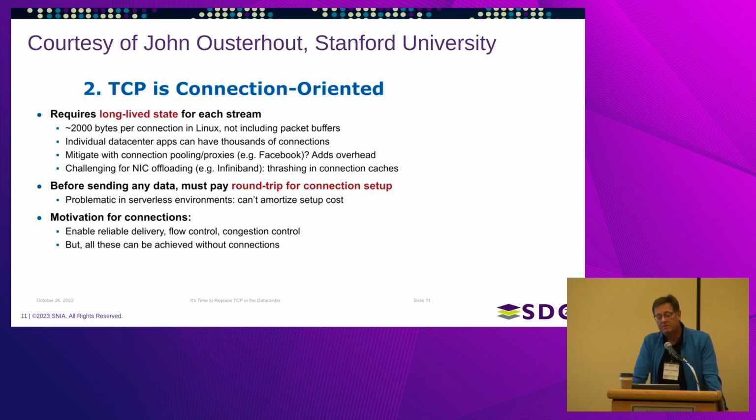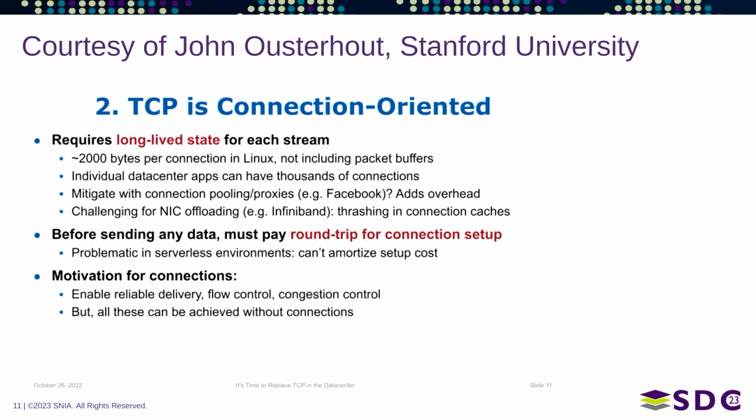The motivation for connections obviously was to enable reliable delivery, right? Make sure we have a connection established, we understand we are talking to each other, I'm expecting data from you, I'll acknowledge the data, and then you know I received the data. We have flow control, we have congestion control because we share a shared medium for communication and so forth. But the truth is, you can have that reliability, that flow control, and that congestion control without having connections, just in a message-based approach.